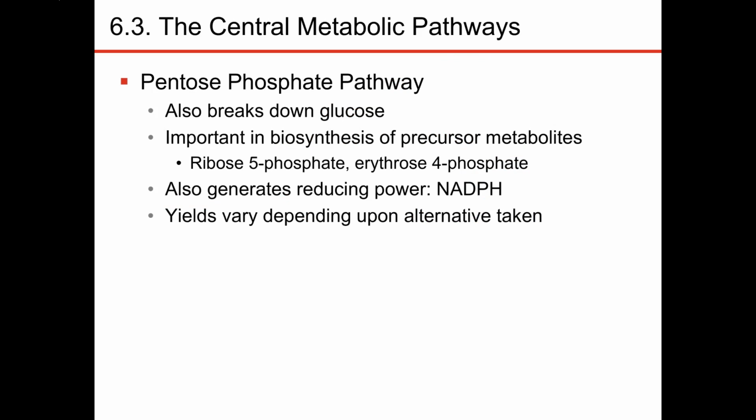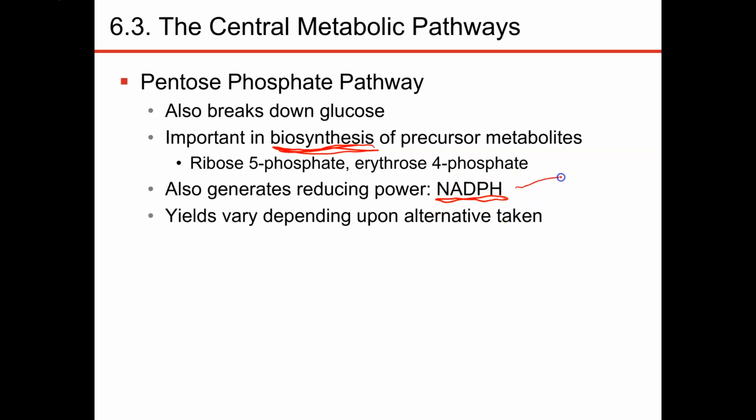Then we have the pentose phosphate pathway, which is that 3rd pathway. This pathway also breaks down glucose, but in this pathway, we're going to break glucose down so that we can produce different materials for biosynthetic pathways. So we're going to use NADP as our reducing power. We're going to oxidize glucose and produce NADPH from the oxidation of the glucose.